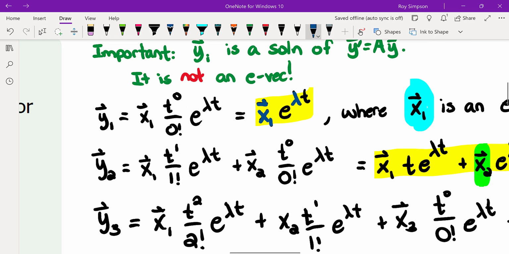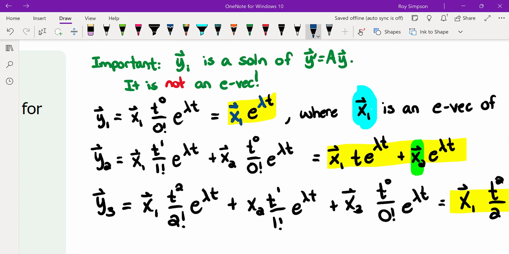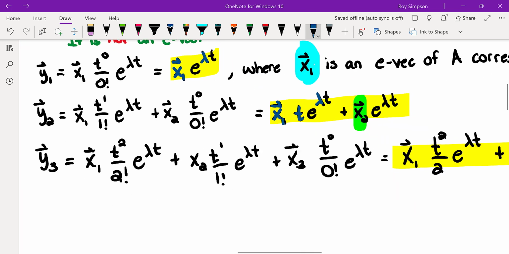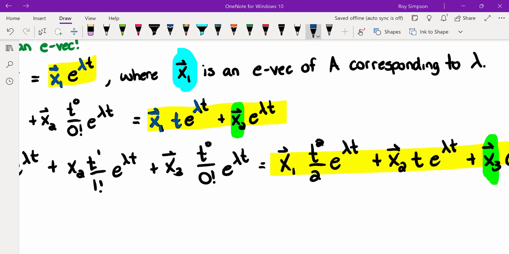Finding the next linearly independent solution, not the next eigenvector, but the next linearly independent solution. We're going to take that very same eigenvector, and then we're going to park a t next to it, and then e to the lambda t. So far, so good. We're just powering up by powers of t. In fact, that happens every single time. So for the third linearly independent solution, we have x sub 1, and now we have t to the second power, divided by 2 factorial, e to the lambda t.